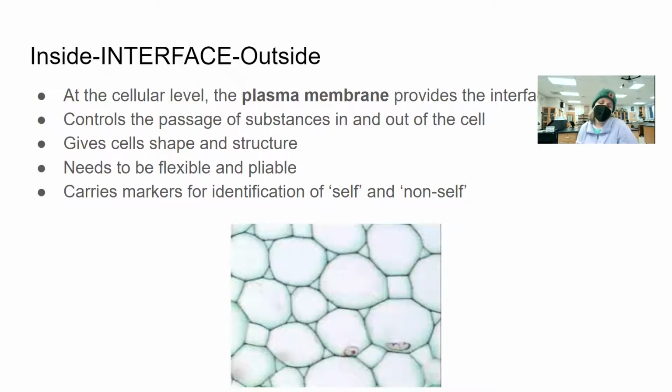Now, the other thing that the plasma membrane does is it carries markers so that it can recognize itself. It can recognize, oh, this is another cell of the same individual, so this cell is on my team, and I don't need to attack it. And then it also needs to be able to say, okay, this is a foreign entity, and I need to do something to get rid of this intruder.